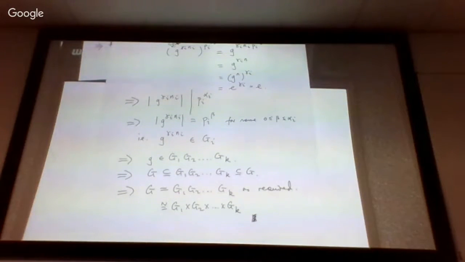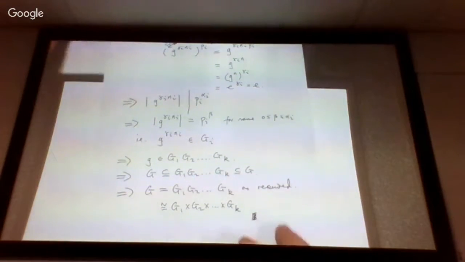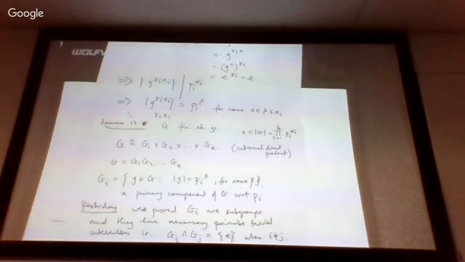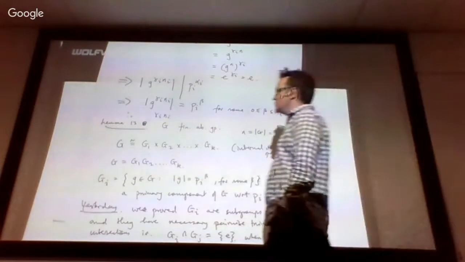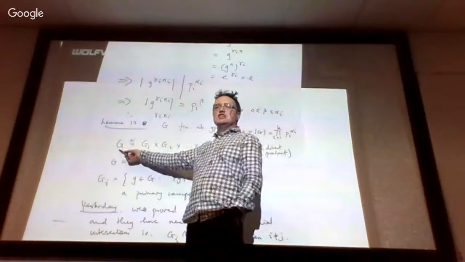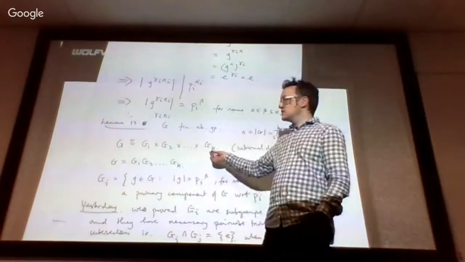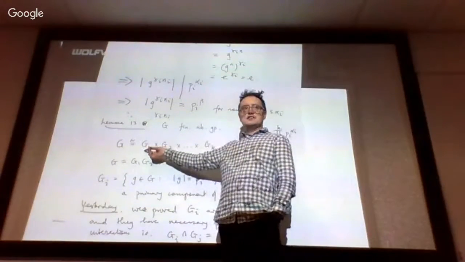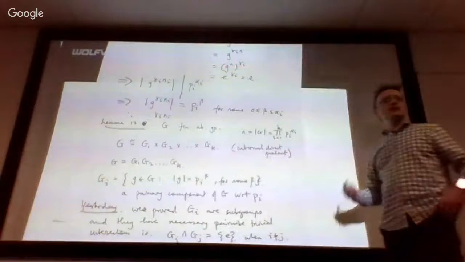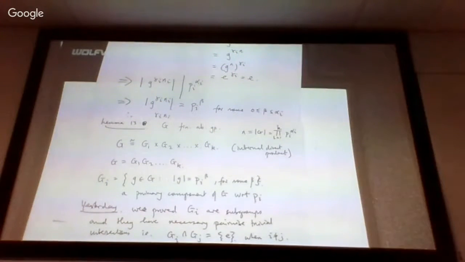So how close are we to proving our fundamental theorem of finite abelian groups? Well, we've got it down to this now. Given any finite abelian group, so just looking back to the statement of this lemma, we can write G as a direct product of these primary components. And each G_i is what we call a p-group. It only consists of elements whose orders are some power of the same prime.